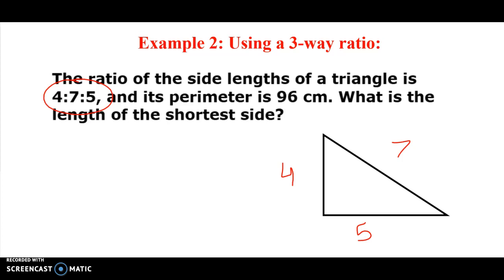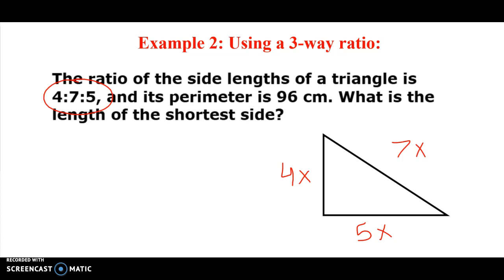Now what is 4 plus 7 plus 5? 16. That would be the perimeter of this triangle. But what do we need the perimeter to be? 96. So we need to multiply all three sides by the same scale factor. We need to make all three sides bigger by the same amount.